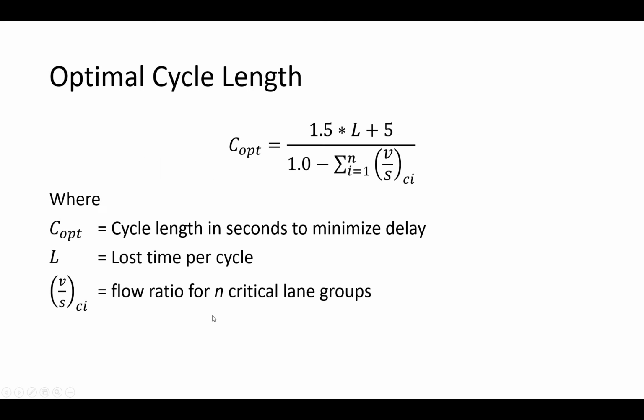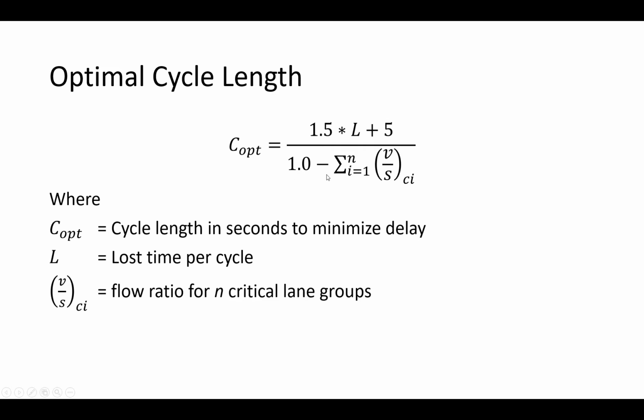And so you can cycle through that and test it in the field as one way to find your resonant cycle length. And nowadays people have developed equations that come up with that. So our optimal cycle length has a different equation than the minimum cycle length. Here's our optimal: we take 1.5 times the lost time plus 5. It's just plus 5. Throw it in there.